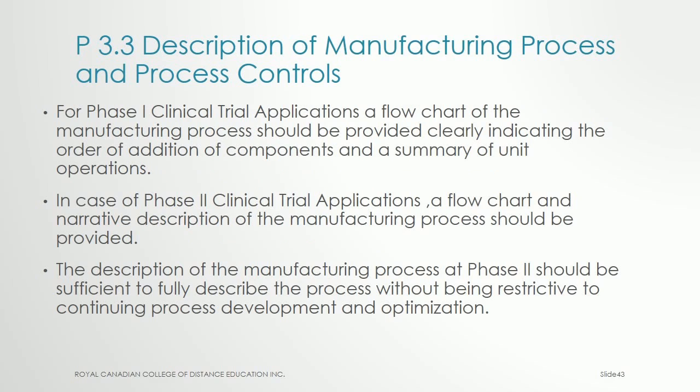For Phase 1 clinical trial applications, a flowchart of the manufacturing process should be provided clearly indicating the order of addition of components and a summary of unit operations. In case of Phase 2 clinical trial applications, a flowchart and narrative description of the manufacturing process should be provided. The description of the manufacturing process at Phase 2 should be sufficient to fully describe the process without being restrictive to continuing process development and optimization.